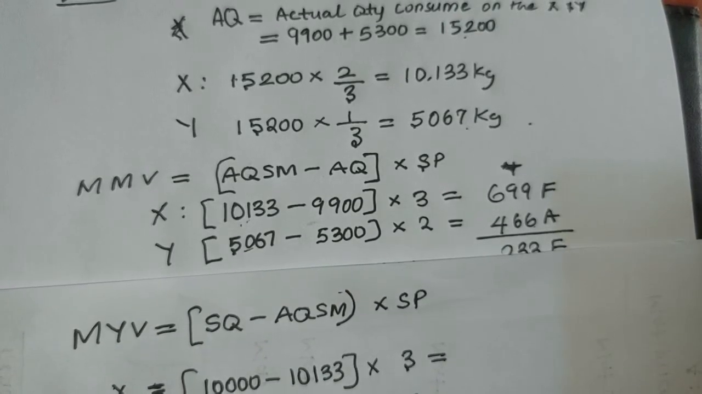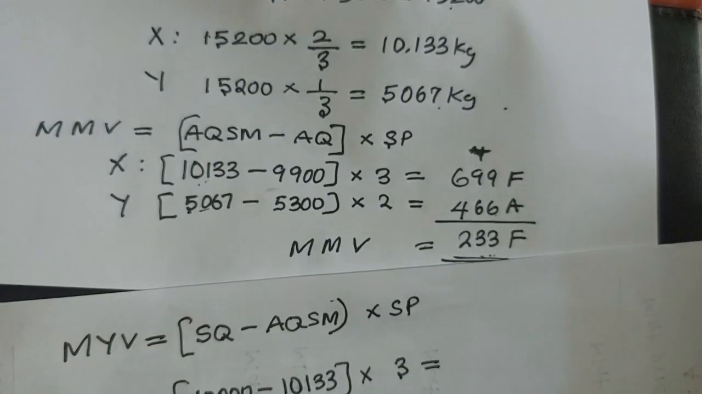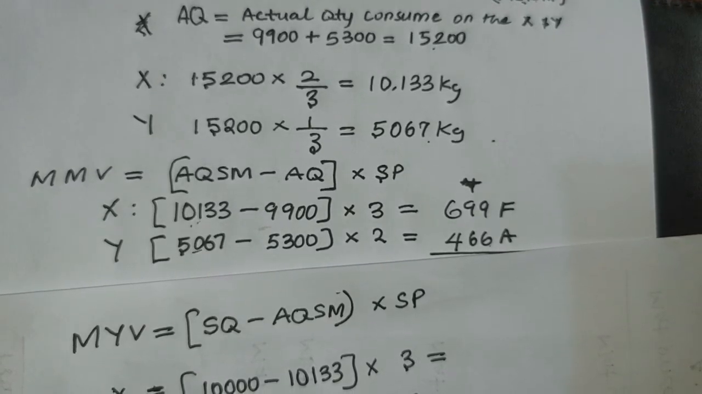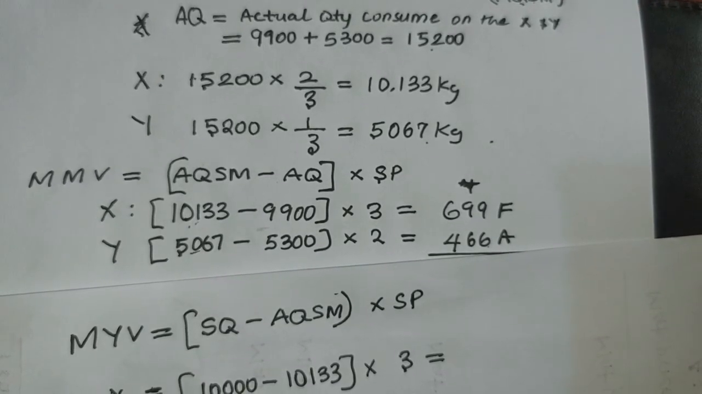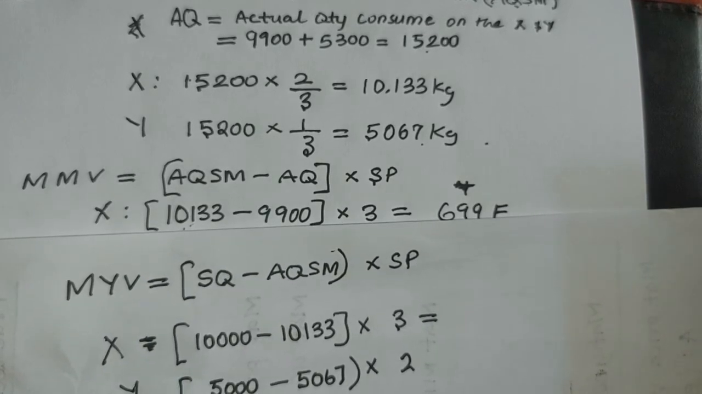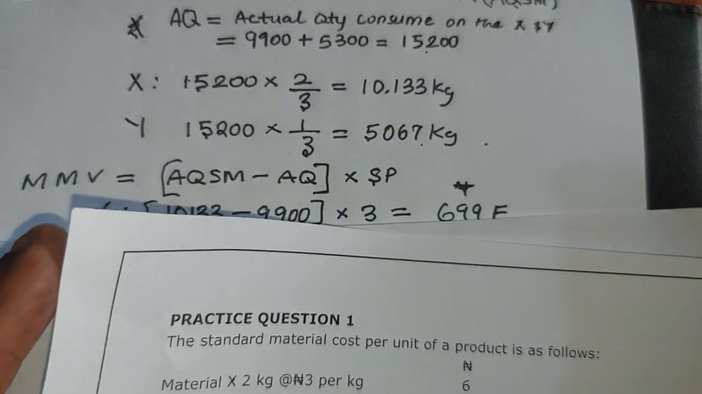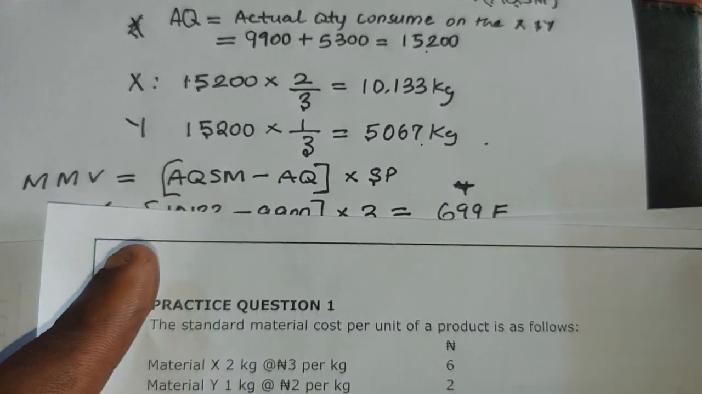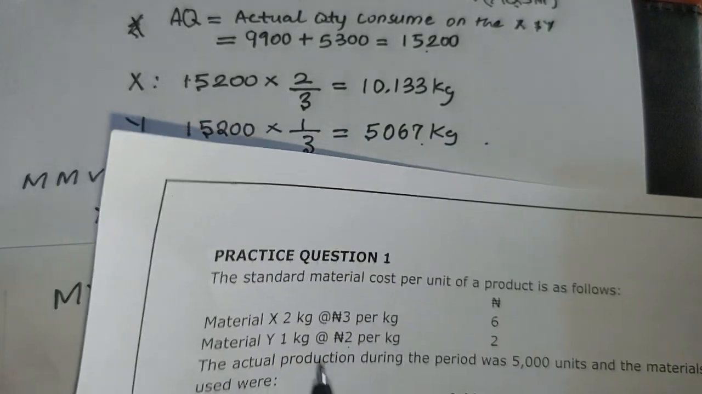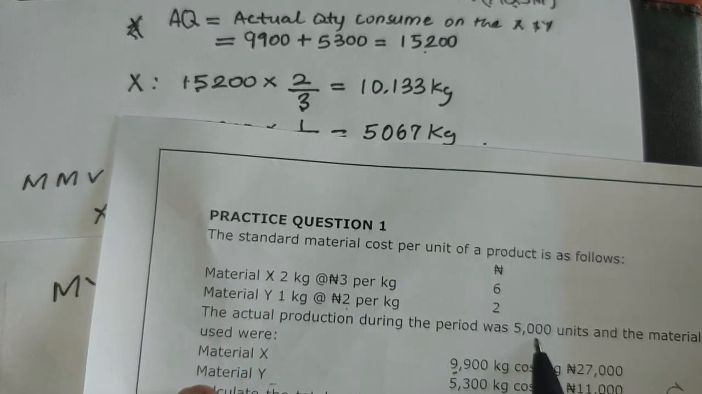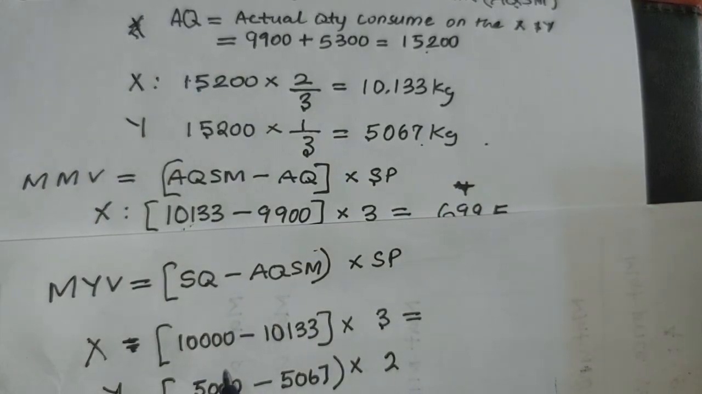Now somebody is asking me, how do we get the standard quantity? The standard quantity, don't forget, you go to the cost card, which is this, and multiply by the actual output. It has been done before. 1 kilogram of Y, multiply by the actual output. Okay, so let us manipulate this.